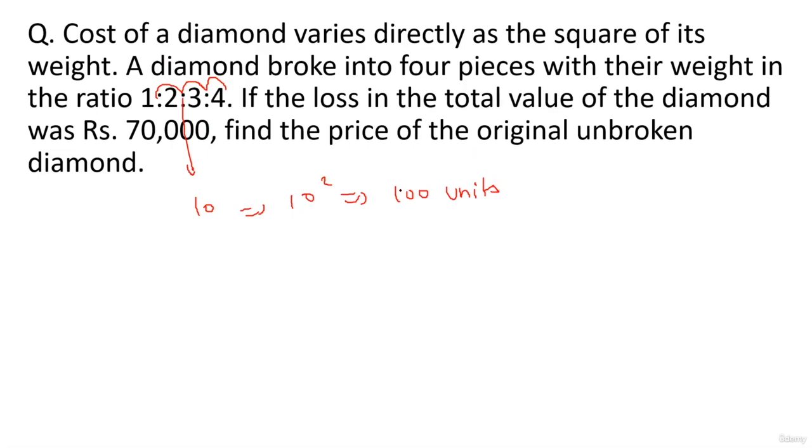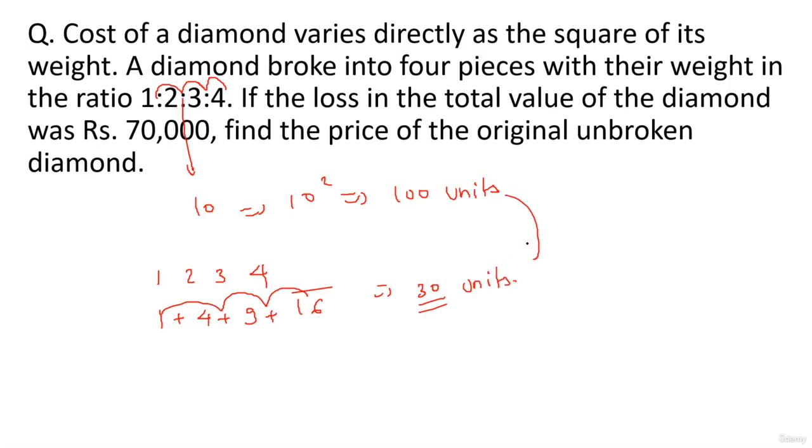Now, after breaking, the weights are in the ratio 1 is to 2 is to 3 is to 4. We took them as 1, 2, 3, and 4. So what are the costs of these four pieces individually? The weight squared is the cost, right? So 1 plus 2 squared, 4, plus 3 squared, 9, plus 4 squared, 16. When we add them, we get 30, right? 30 units is the price of all these four diamonds together.